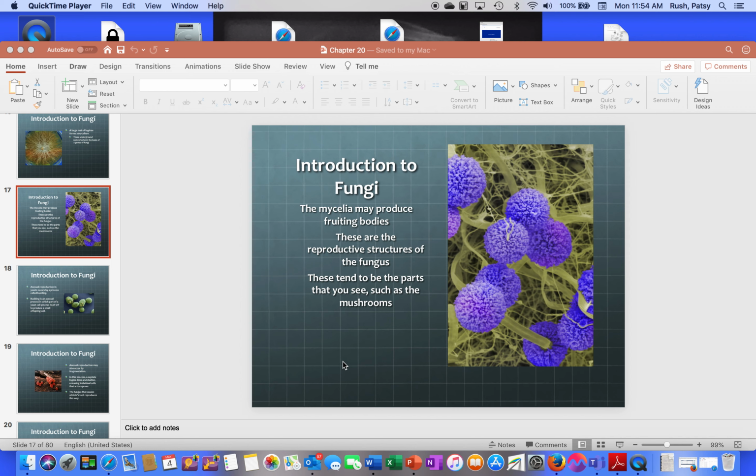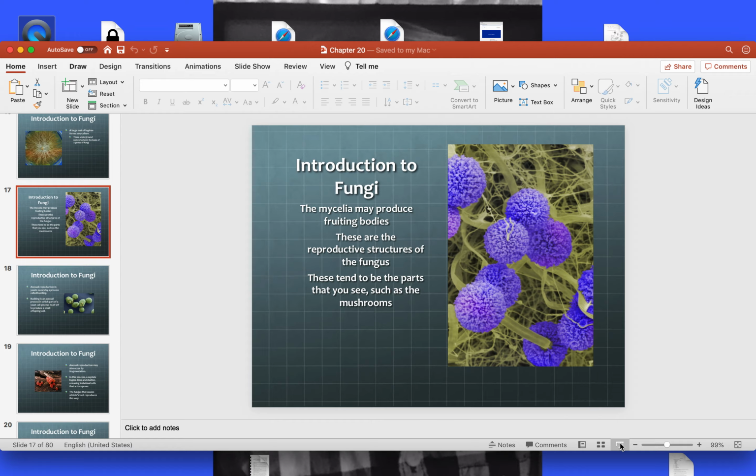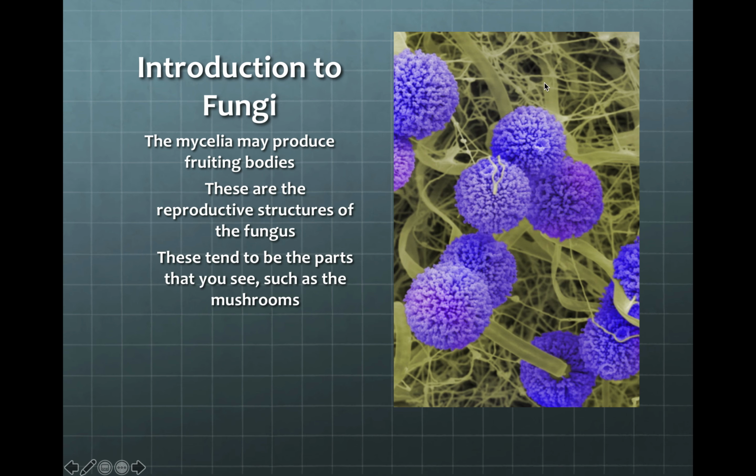Okay, you can see from this picture that the mycelia here is at ground level or underneath, and then the mycelia produce these purple structures. So for this fungus, this is your fruiting body. Again, I said it on the last slide, your reproductive structures are called the fruiting body, although they're going to change from phyla to phyla.